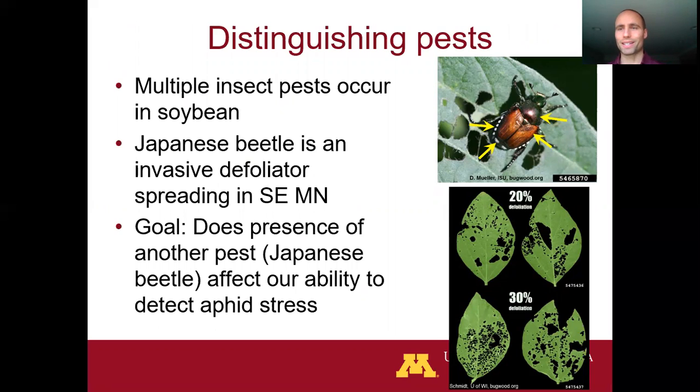This pest feeds differently than the soybean aphid. This one actually chews holes into the leaves rather than sucking the sap. Treatment thresholds for the Japanese beetle are 30% defoliation before the soybean plants flower and 20% defoliation after flowering. So does this feeding injury by the Japanese beetle affect our ability to detect soybean aphid stress on soybean?